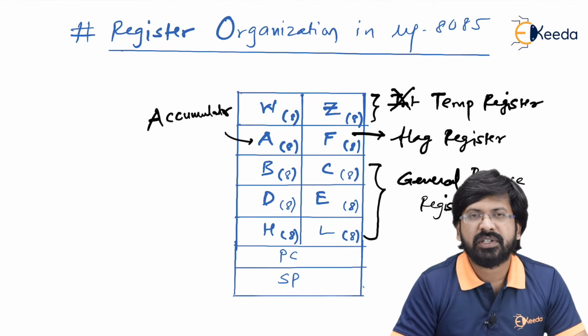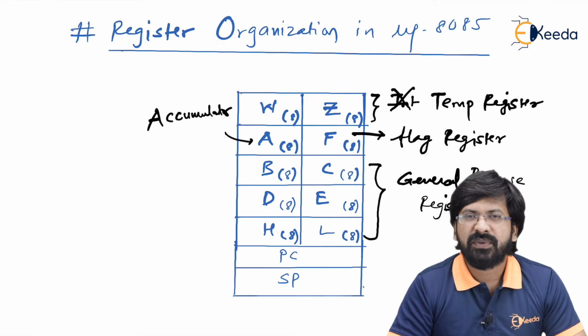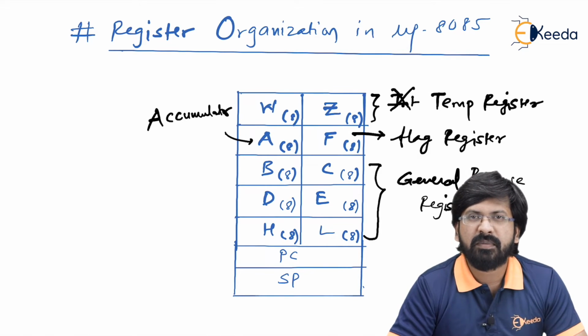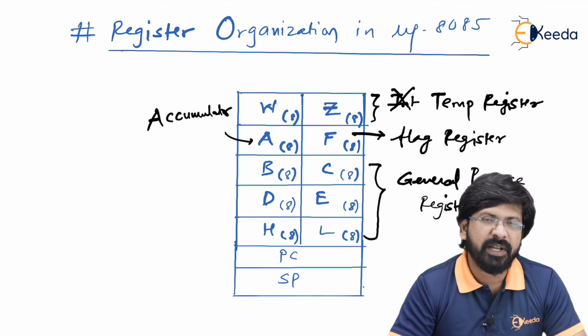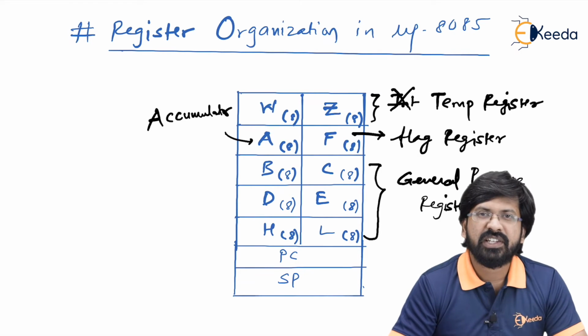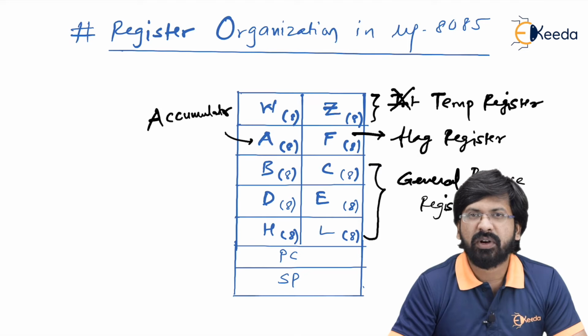All the general purpose registers are 8-bit in size, but as we discussed in the last video, if you want to handle 16-bit data, then they form a pair, and this pairing is standard pairing. That is, BC, DE and HL are called standard register pairs, used to handle 16-bit data whenever required.